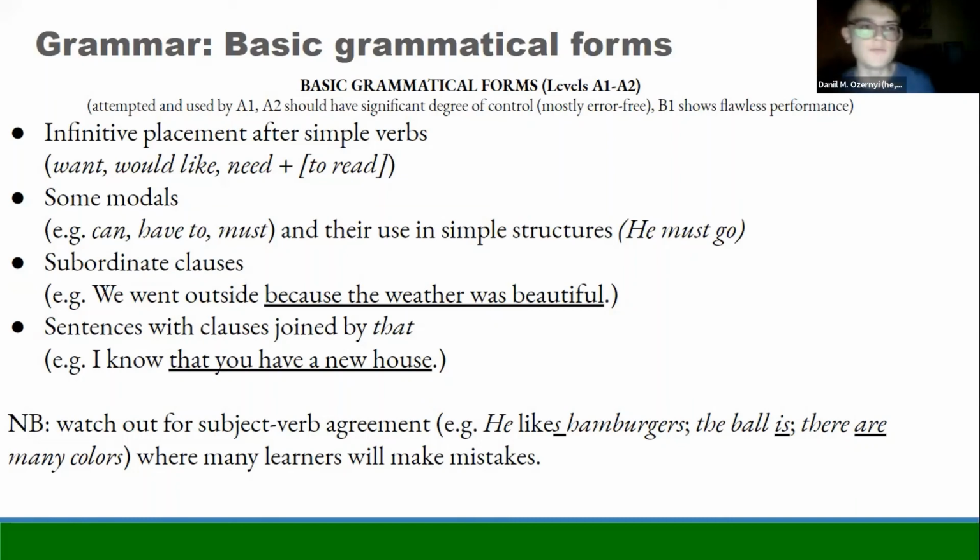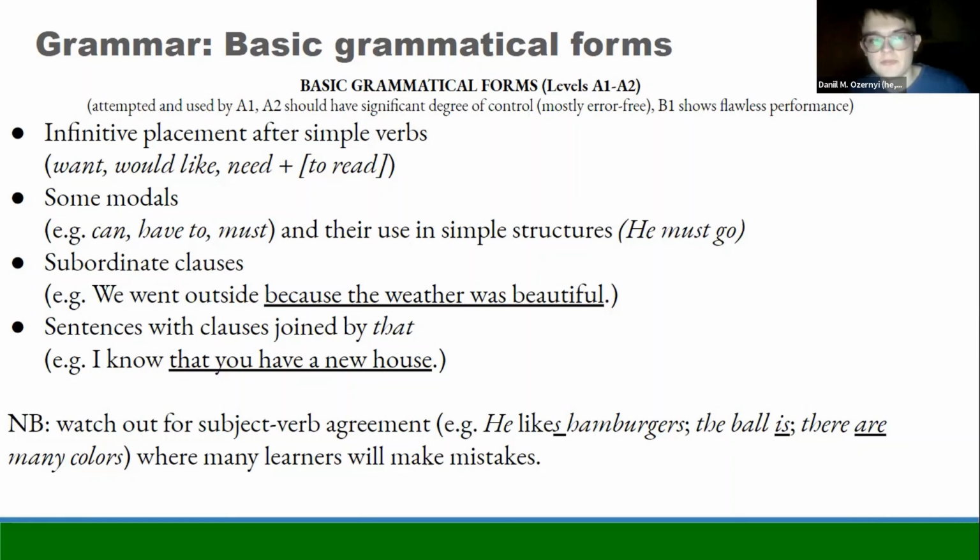Some modals, hopefully they will know: can, have to, must. Have to, I would exclude from this category really, but the rule is, you can never have a to after a modal. They should not be able to say he must to go, and you will hear that. I bet you will hear that, because I did, and everybody else. It's a very frequent mistake, particularly with Ukrainian speakers. He must to go, totally incorrect. You will spot it right away.